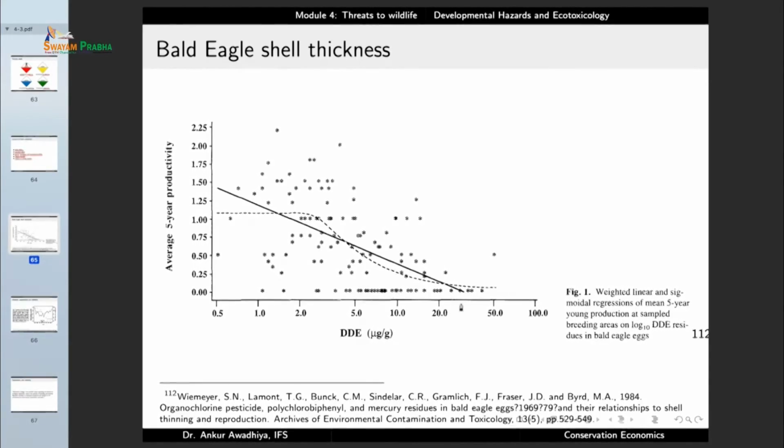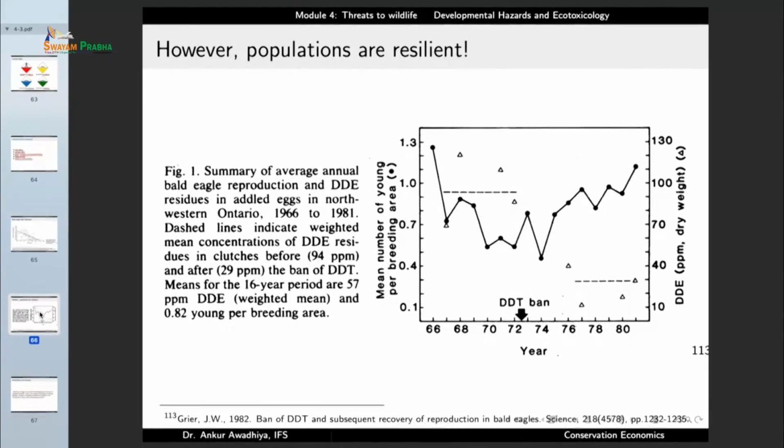And because these chemicals are very persistent chemicals, these impacts will be shown for a very long period of time. But then we still have hope because a number of these populations are also resilient. So if you look at this curve, on the x-axis we have the years, and DDT was banned in the year 1972 in the United States. Before this ban, this line is showing us the DDE concentration in terms of ppm of dry weight, and the average concentration was close to around 100 ppm. After the ban, it took a few years, but then the concentration came down to around 30 ppm.